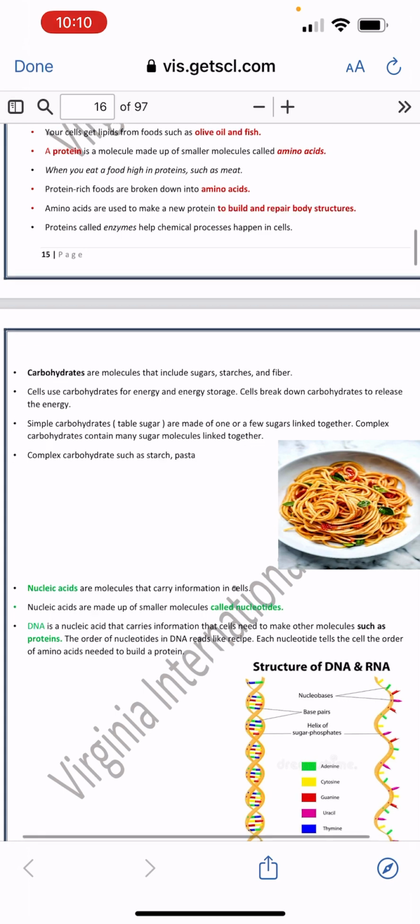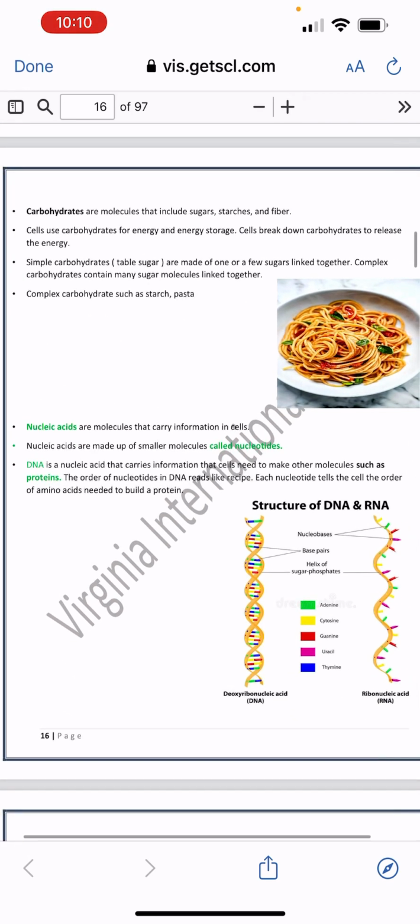The third molecule is called carbohydrates. What's the role of carbohydrates? Carbohydrates are molecules including sugar, starch, and fibers. And they provide us with the first priority of energy. So this is what provides us with energy throughout the day. Cells use the carbohydrates and break them down to release energy from them.